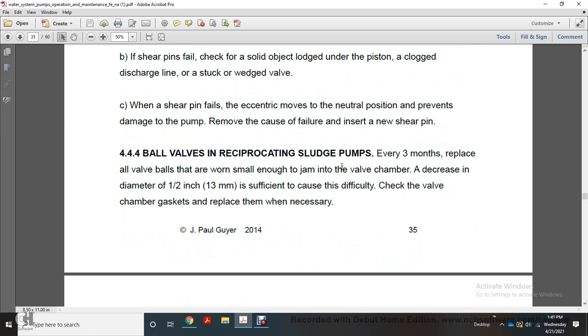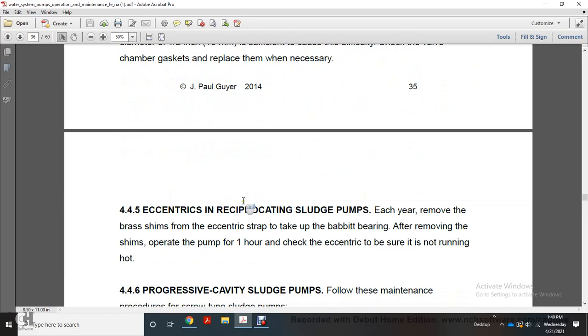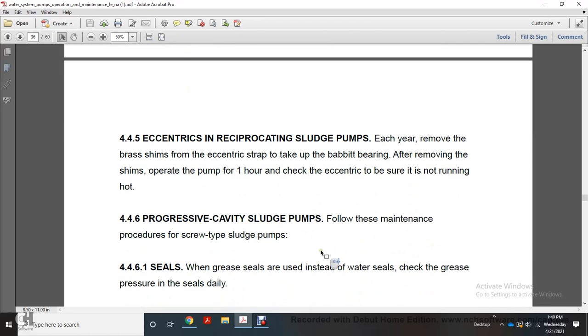4.4.4 Ball valves, reciprocating sludge pumps. Every 3 months, replace all valve balls that have worn small enough to jam in the valve chamber, to the degree that the diameter is about 1.5 inches, sufficient to cause difficulty. Check the valve chamber gap and replace the balls when necessary. Eccentricity, reciprocating sludge pumps: each year, remove a brass shim from the eccentric strap to take up the babbitt of the bearing. After removing the shim, operate the pump for 1 hour, then check the eccentric to be sure that it is not running hot.